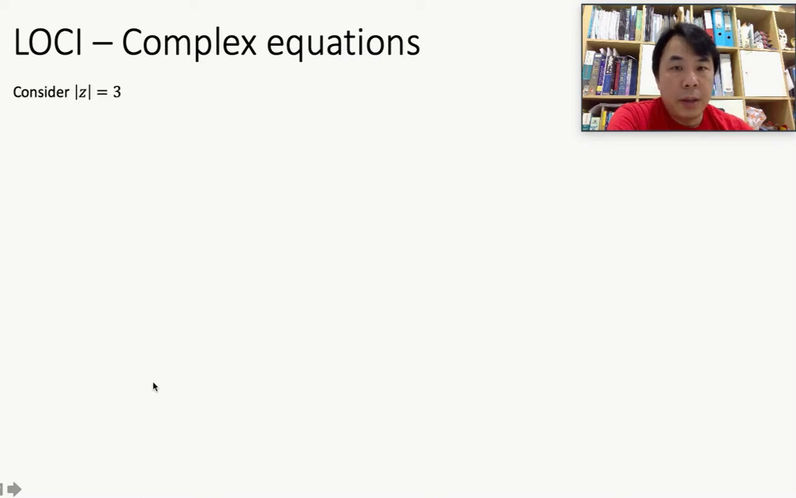Now let's look at the first example. So consider modulus z equal to 3. Now without doing any fancy algebraic manipulations, let's put our focus on its geometrical properties. Just by looking at that, it simply means the points that have a distance of 3 units with respect to the origin here.